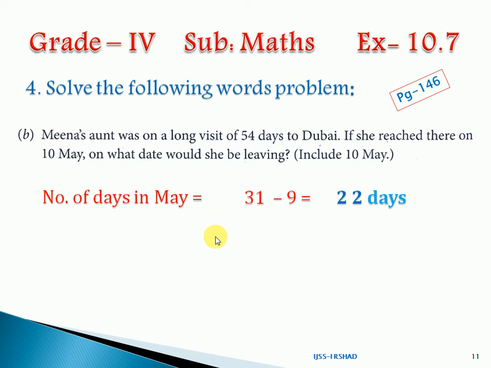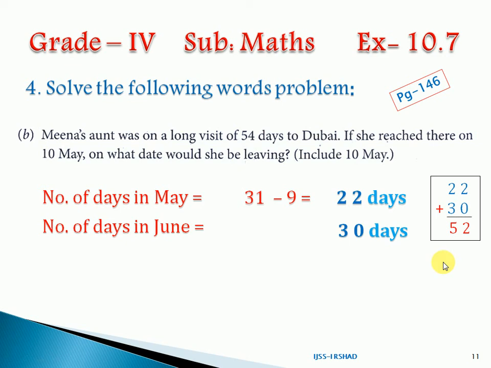Then after May, June will come. So June, the whole month she will take. The number of days in June will be taken whole, June has 30 days. So the whole month she will take for the tour. Now you can add this so that we will know how many days of the 54 days have been finished. So in the rough column you can add it. You can see here 22 days and 30 days. When we have added, we got 52 days. Means only 52 days have been finished. Still 2 days are left.